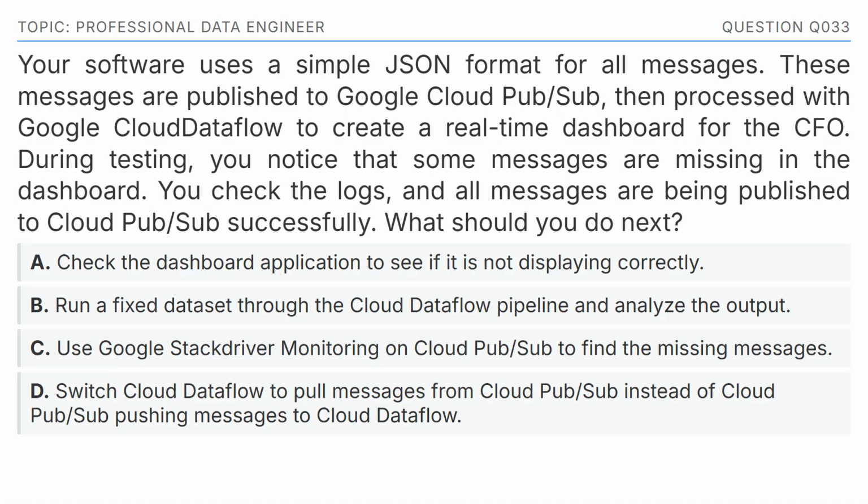The options are: Option A, check the dashboard application to see if it is not displaying correctly. Option B, run a fixed dataset through the Cloud Dataflow pipeline and analyze the output. Option C, use Google Stackdriver monitoring on Cloud Pub/Sub to find the missing messages. Option D, switch Cloud Dataflow to pull messages from Cloud Pub/Sub instead of Cloud Pub/Sub pushing messages to Cloud Dataflow.